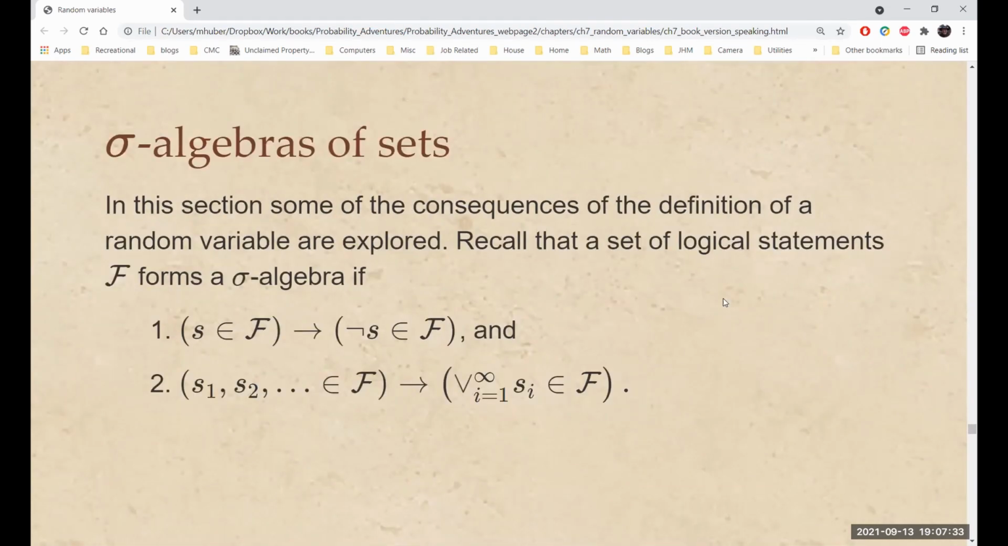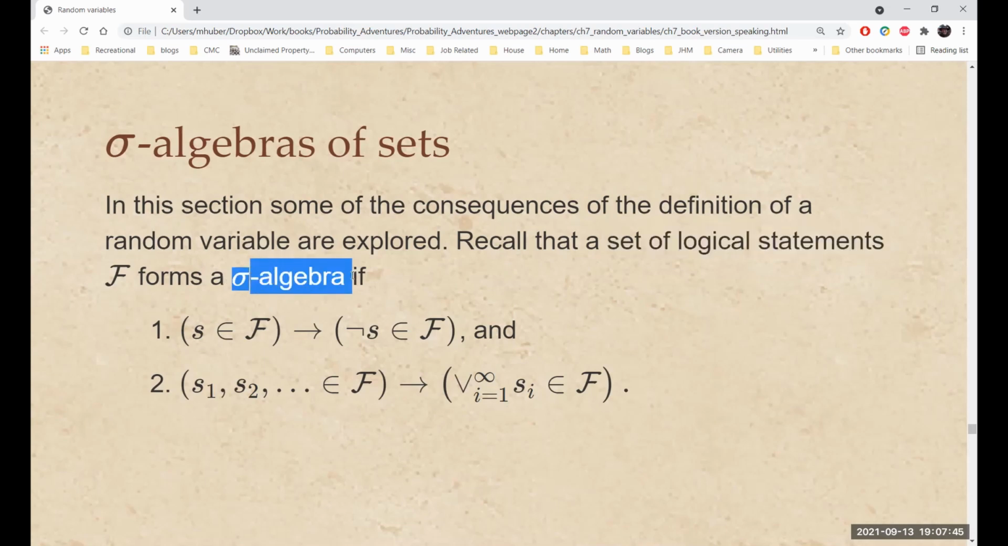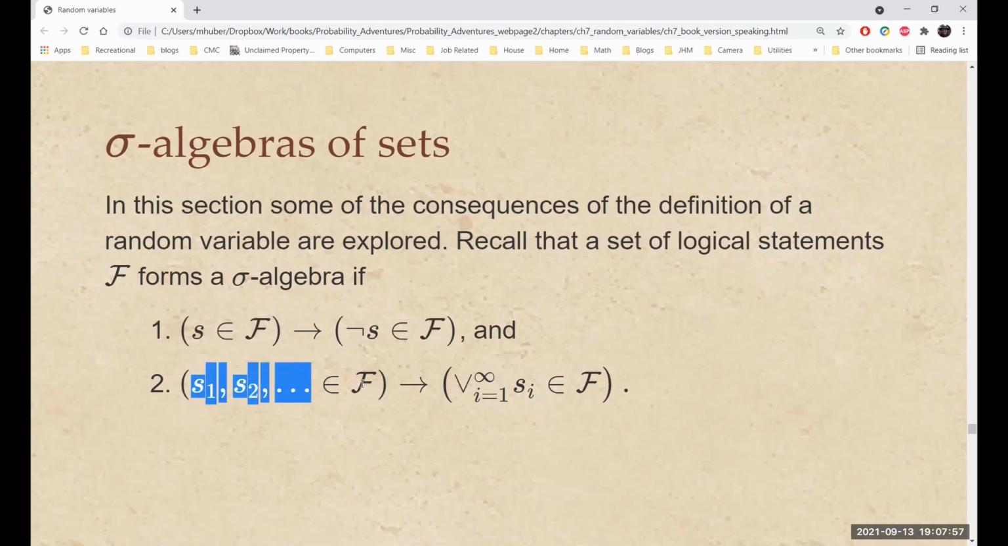The next thing that I want to talk about is what a sigma algebra of a set is. Now, remember that we called a set of logical statements a sigma algebra if the following things hold. First, if an event is in the sigma algebra, the negation of the event should also be in the sigma algebra. Moreover, if I have a sequence of events in the sigma algebra, that should indicate that the event that at least one of those events is true should also be in the sigma algebra.